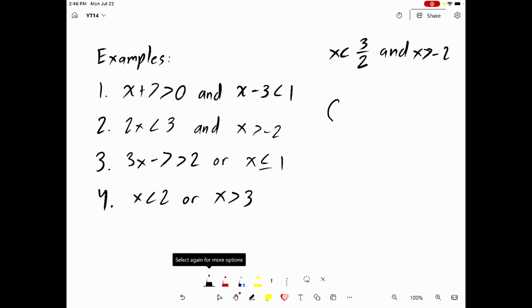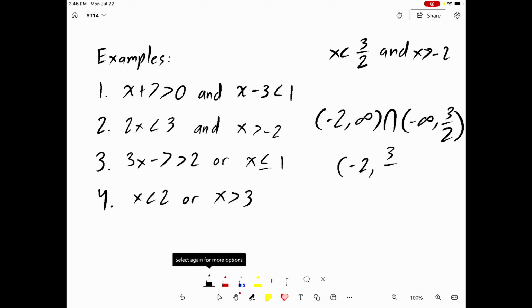Either we can do the classic intersection symbol, negative 2 to infinity, intersection negative infinity to 3 by 2. Let me rewrite that right here. If we write this again, we get negative 2 to infinity, intersection symbol, negative infinity to 3 by 2. Or we could, of course, do negative 2 to 3 by 2, because as you can see, these satisfy both of them and there's no need for the intersection symbol.